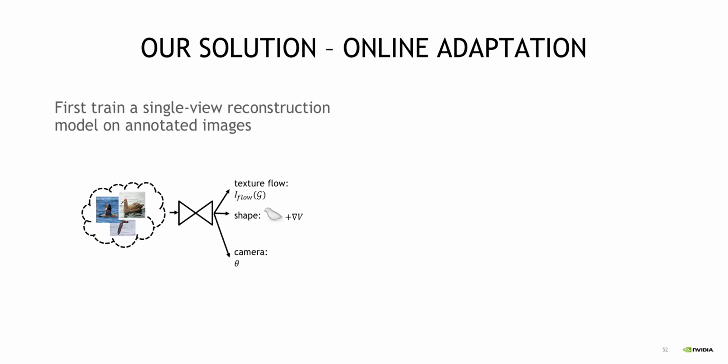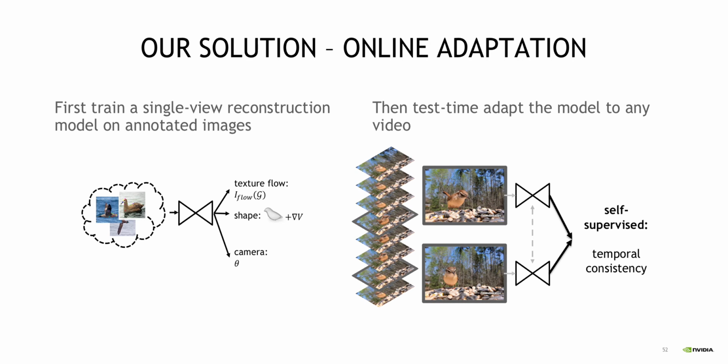So how to deal with it? In this work, we propose an online adaptation approach as the solution. We first train a single-view reconstruction network using a group of annotated images. During testing, we fine-tune the network to let it always adapt into a particular video. The difficulty of online adaptation is that we do not have any labels on the testing data, the video.